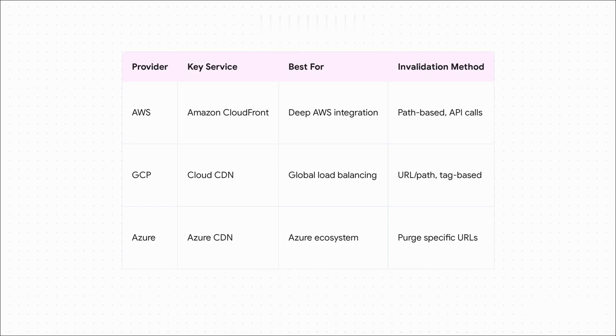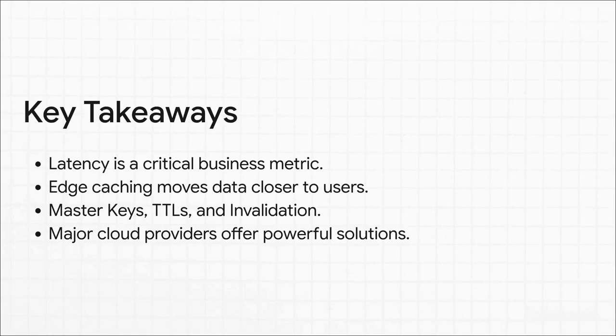So, to wrap this all up, if you remember anything from our little explainer today, make it these 4 things. 1. Latency is a business problem, not just a tech problem. 2. Edge caching is your #1 weapon in the fight against it. 3. To win that fight, you have to master your strategy for cache keys, TTLs, and invalidation. And finally, 4, the tools to do all this are powerful, integrated, and waiting for you in the cloud.